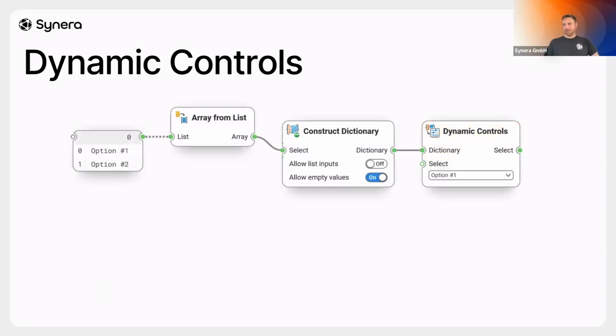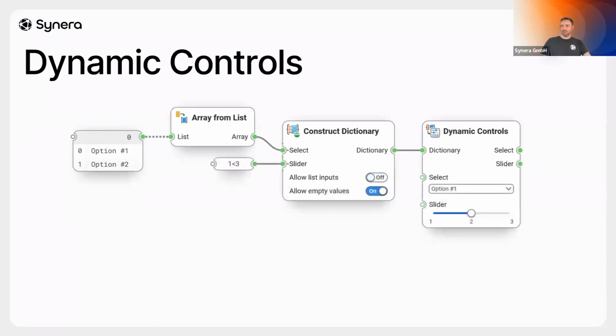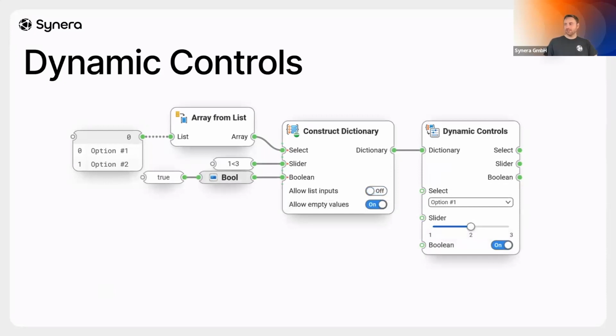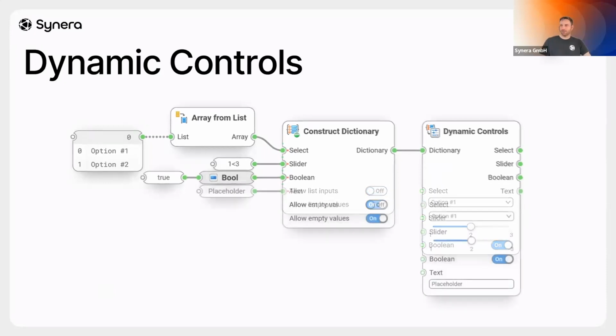So I create our dictionary with our construct dictionary node and an array from list, and I put in option 1 and 2. And then you see that this select control is directly created on top of the dynamic controls node. So this gives you the power to really programmatically change controls, whether it's select or other things. So for example, if you put a slider in it, you can use the quick notation we normally use, or you can get a Boolean in it, and you see we have a toggle now on the dynamic controls, or even a typical text holder.